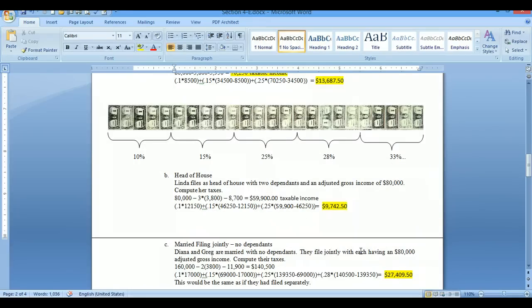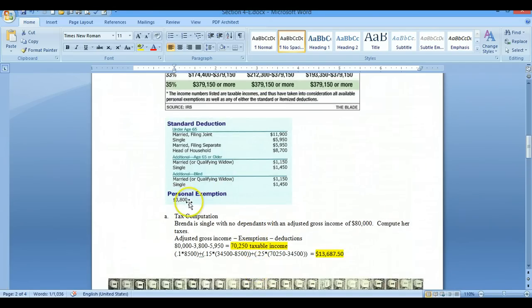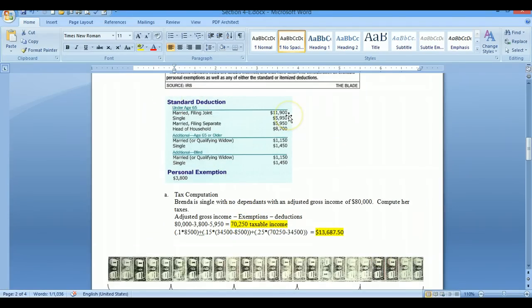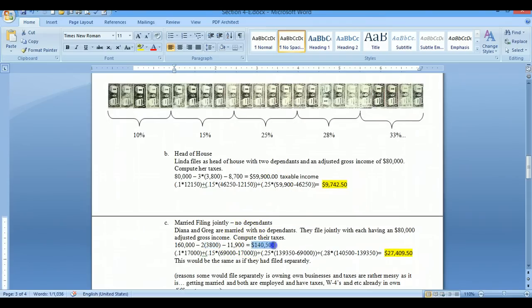Diana and Greg are married, they have no dependents, and they're filing jointly, with each having an $80,000 adjusted gross income. So let's compute their taxes. The first thing we want to do is add up their income of $80,000 plus $80,000 gives us $160,000. They each get a standard exemption, and since there's 2 of them, we do 2 times the 3,800 that we got from our file up here. And then we're going to use the standard deduction. Married filing jointly is $11,900. So we subtract that and we get their taxable income, and I'm going to highlight that, of $140,500.